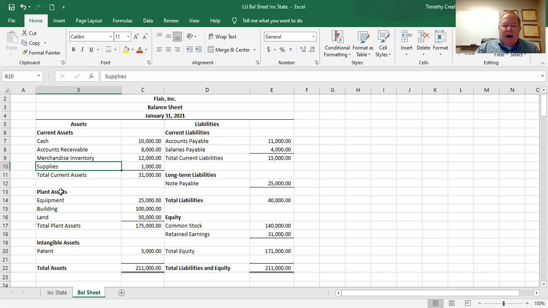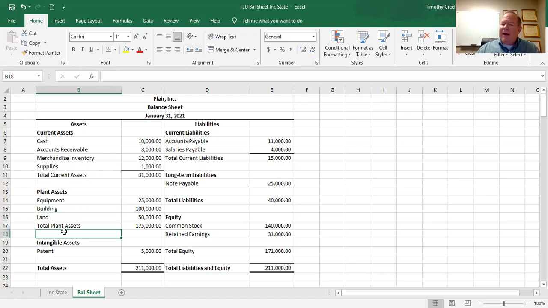Now, also we have plant assets, and plant assets are long-term assets that a company intends to keep for longer than a year. They tend to be higher dollar value items. Like you can see here, equipment, building, land, trucks, furniture, things like that that a business owns will be considered plant assets.